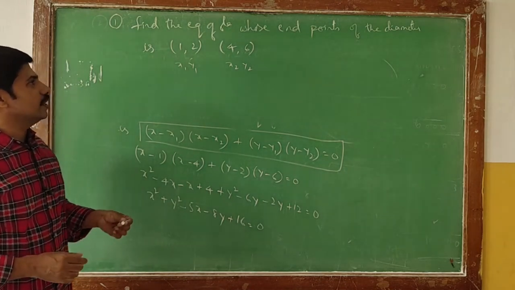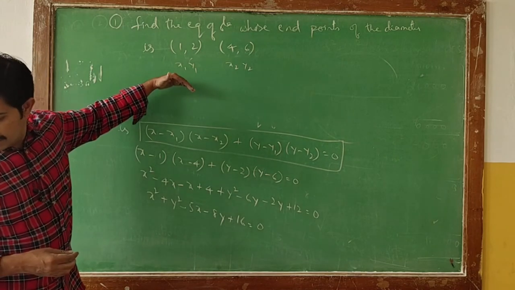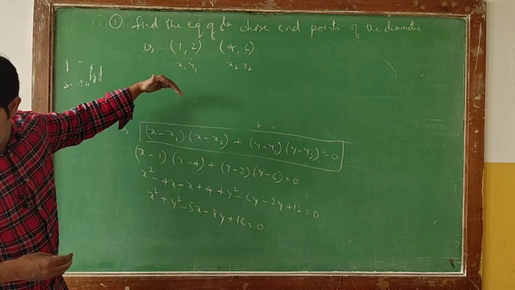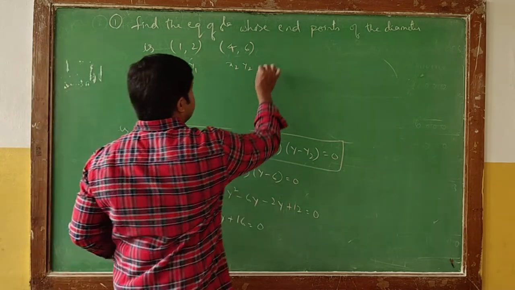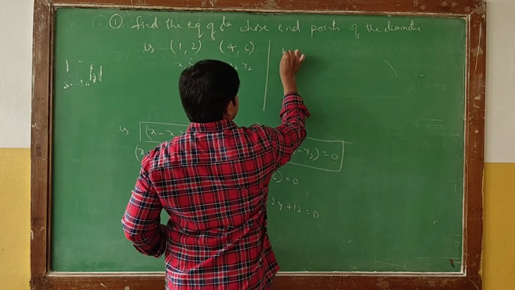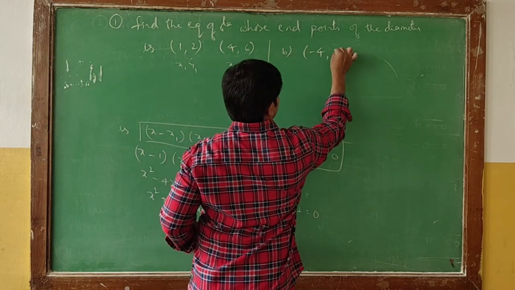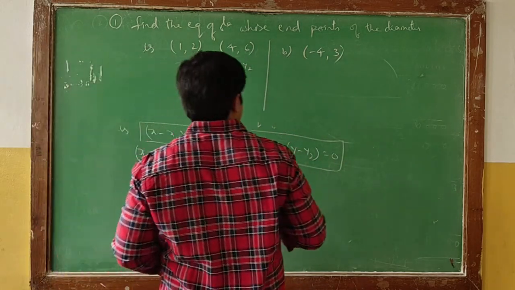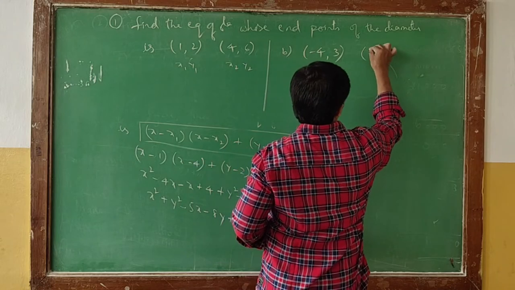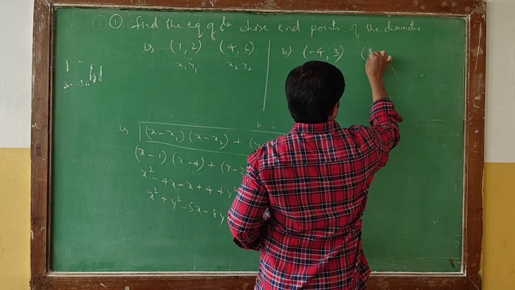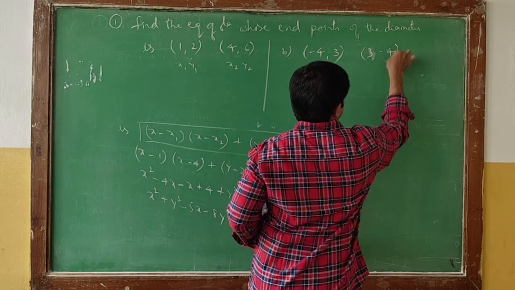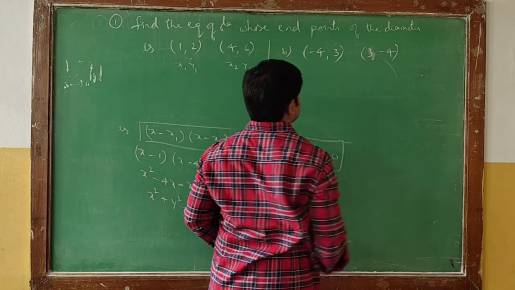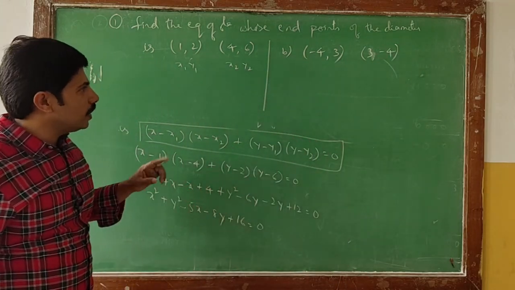Next, similar problems are there. We just try these two. One is (minus 4, 3) and (3, minus 4). I'll write it here. So you can do this one.